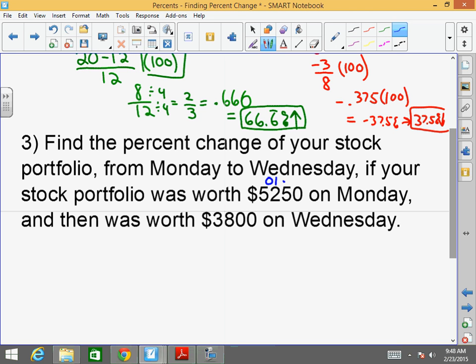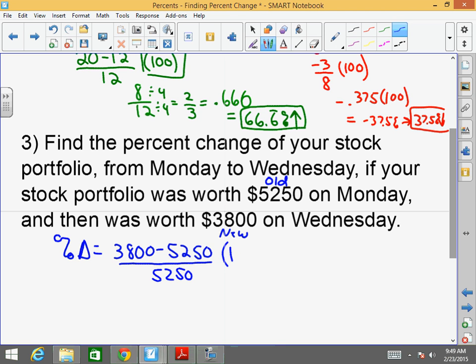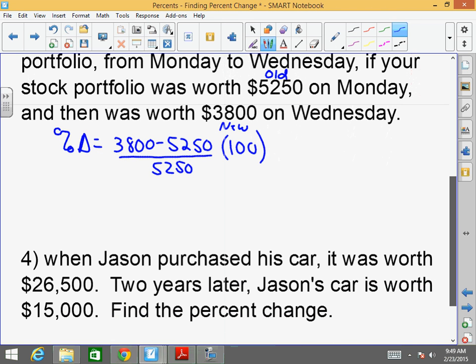Very good. Monday was the old. Good man. And it was also Monday. What's my new then? Yeah, Wednesdays. So percent change equals new minus old divided by old times 100. Okay, now this is where heavy math comes into play.